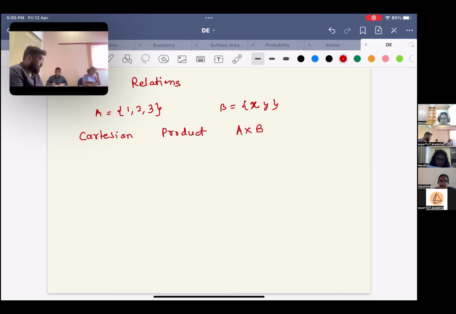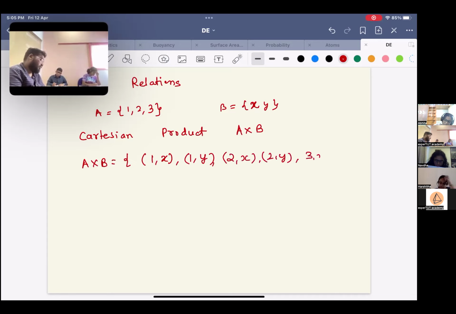ठीक है. Cartesian product is what you do is first take A, next take B, and write those elements like this. So A cross B is equal to 1 comma x, then 1 comma y, then 2 comma x, then 2 comma y, and then 3 comma x, and then 3 comma y. Understood? This is what Cartesian product is.